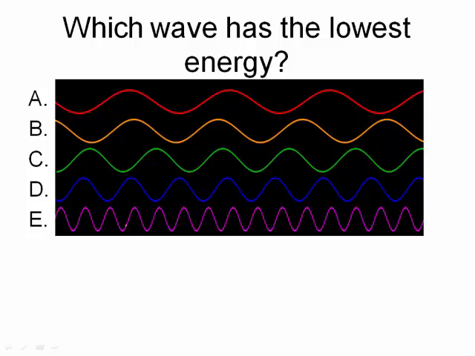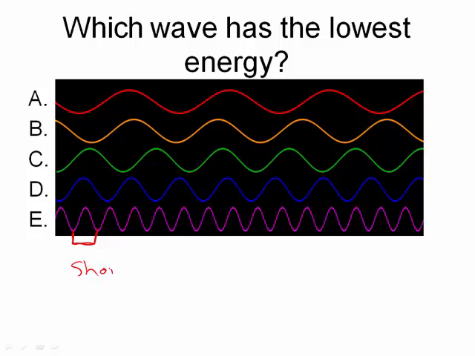So now let's look at energy. The waves that have the highest energy are the ones that have the highest frequencies, the ones where you're getting the most waves to pass a point per second. So if it has a short wavelength, such as E here, then you're getting more waves to pass a given point per second, which means it's going to have a higher energy.